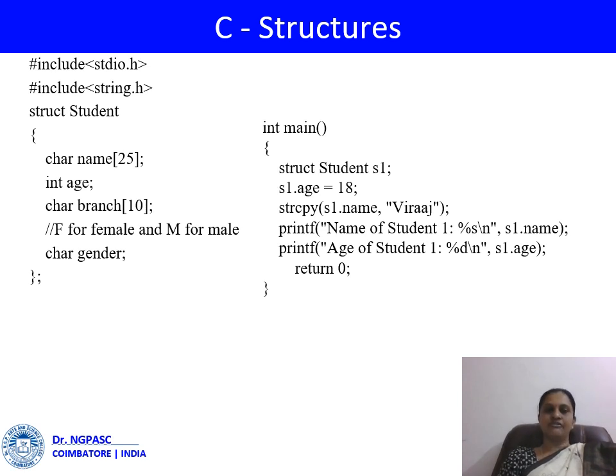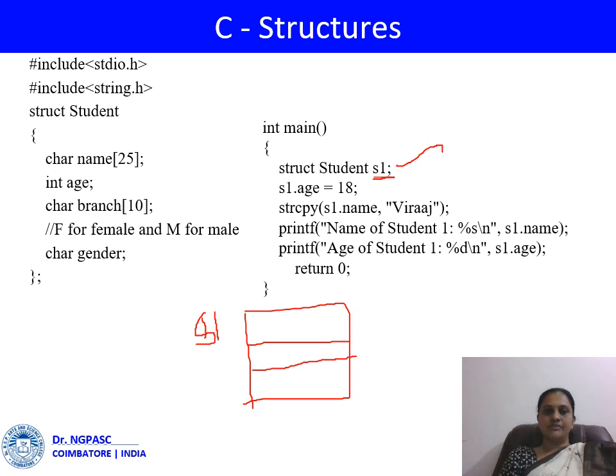So here I have defined a variable for the structure called S1. So S1 dot age equal to 18. Once this line is executed, automatically the memory will be created for the variable S1. Okay, so now only the memory will be created, not during the structure definition. Only when the variable is created, the memory for that structure will be created. So here it consists of name, age, then branch, and then finally the gender. So it consists of four different data members.